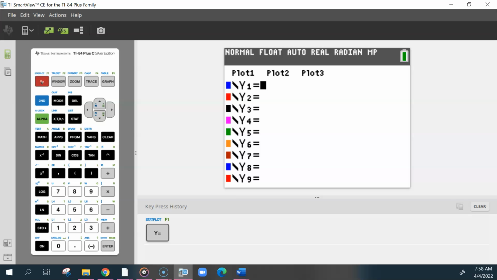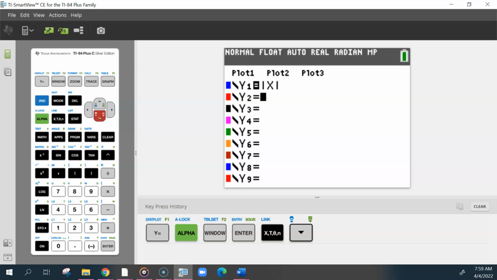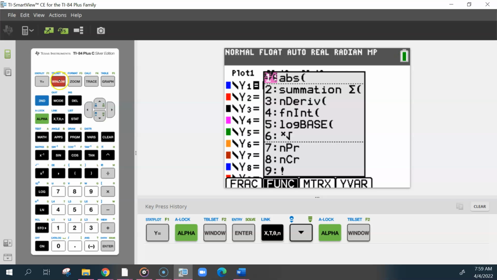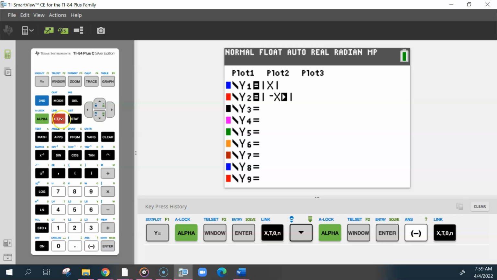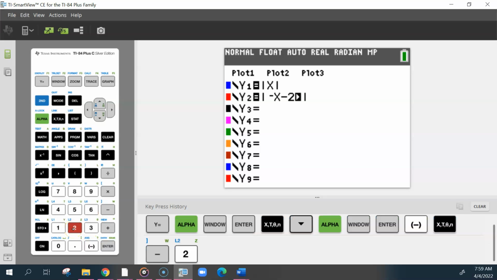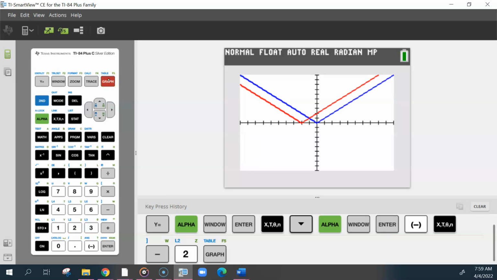Okay, so I'm going to put our parent function back in here. So that would be alpha window to get our absolute value, and then your variable. And then we have negative x minus 2. I'm going to put both of these in here and graph them. So we have our original. We have this one, but when we put that second one in, it really looks like it was moved to the left 2, and not what we said happened.